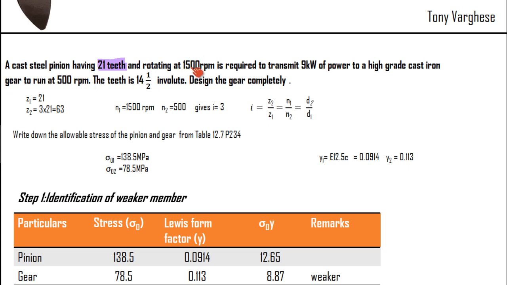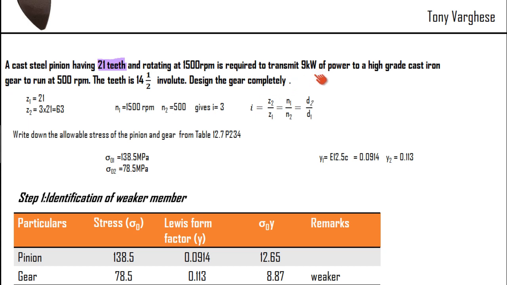And what is the use of this data? It helps us to find out the gear ratio. I is nothing but N1 by N2. Using these two data, we can find out the value of gear ratio I. I is nothing but 3. Now it transmits 9 kilowatt.